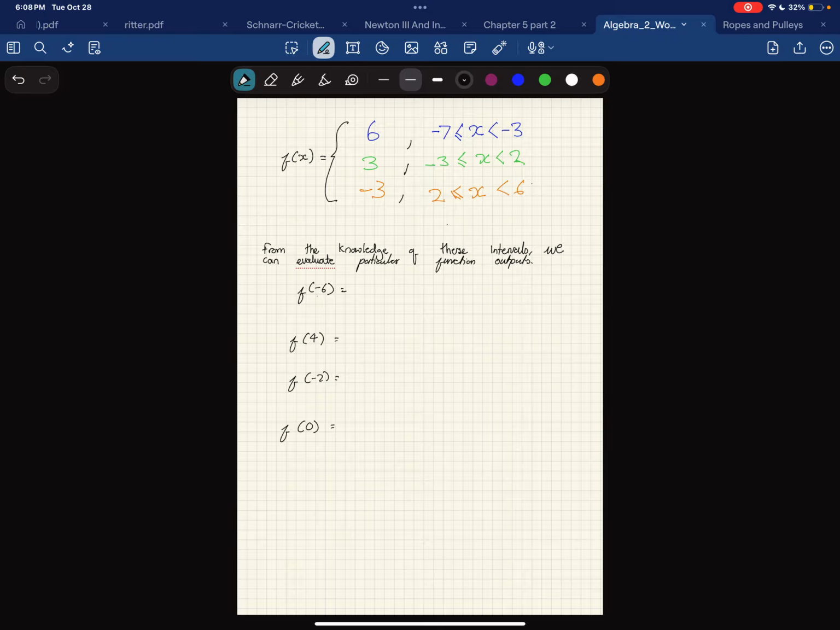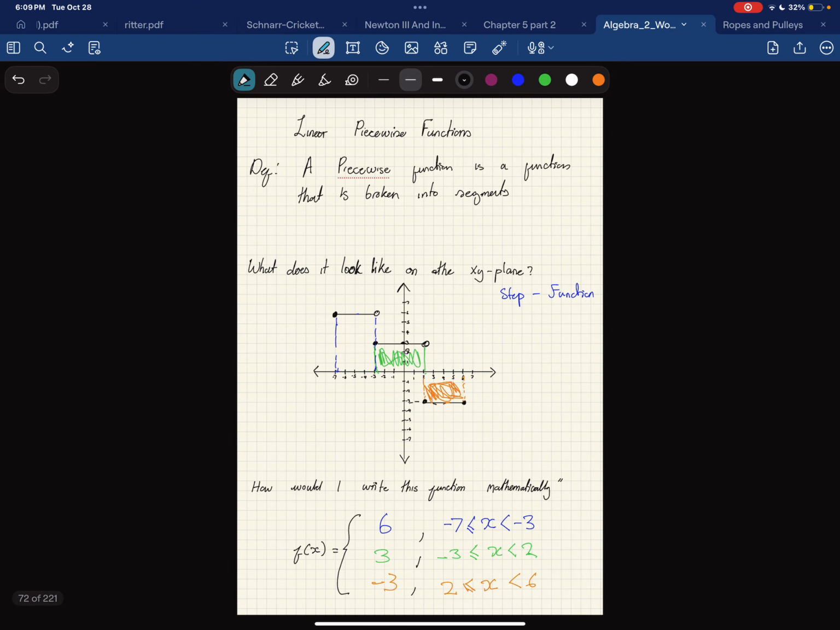So especially if my function is piecewise, I have to go to the region where -6 exists. All right. So which of these regions would -6 exist? Does -6 exist between 2 and 6? I don't think so. Does it exist between -3 and -2? I don't think so. But I know it exists between -7 and -3. All right. If I look at my graph again, -7 and -3, I have -6 right there.